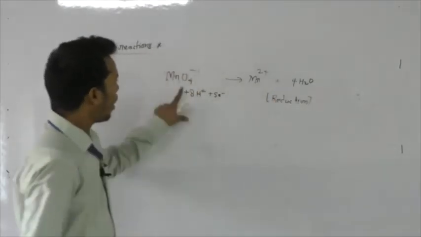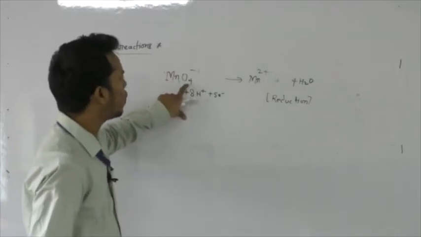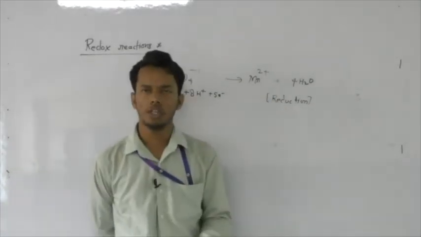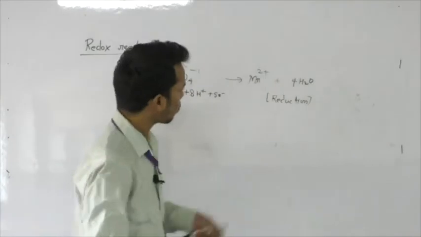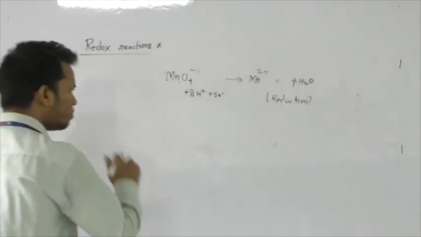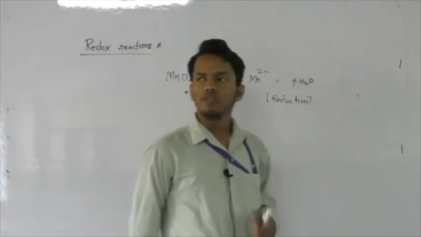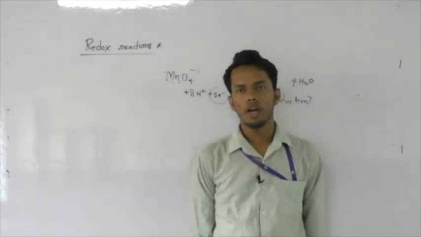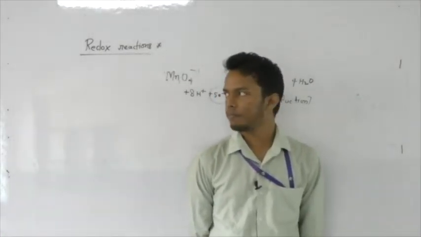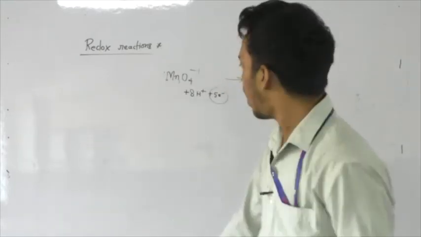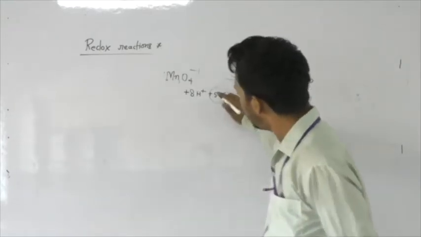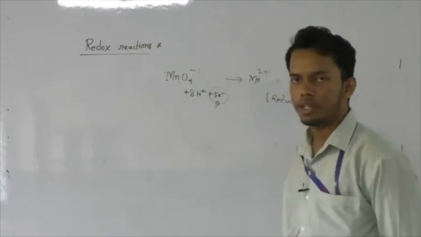Or removal of oxygen also you can see: here 4 oxygen, here there is no oxygen, so removal of oxygen is also reduction. Now 5 electrons here. Since there is involvement of electrons, this reaction is called a half reaction. Why half reaction? Because there is involvement of electron.